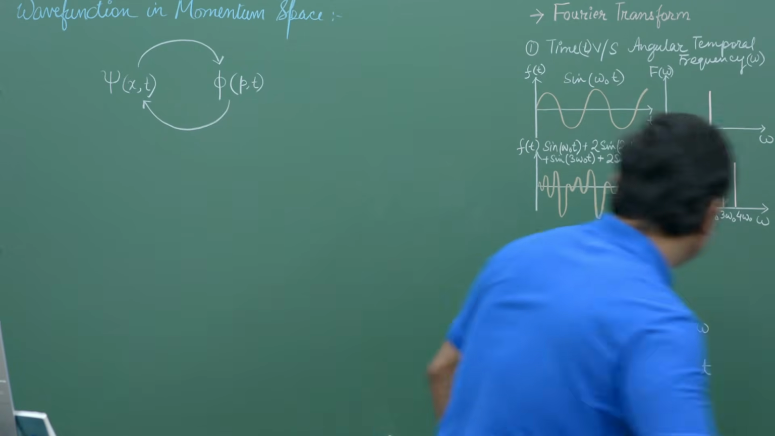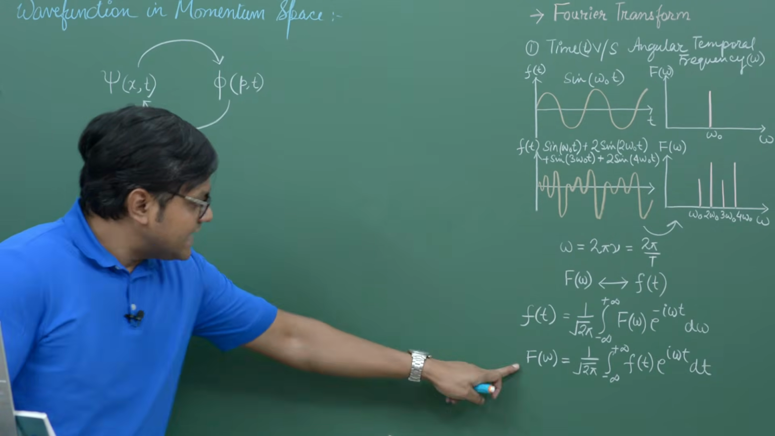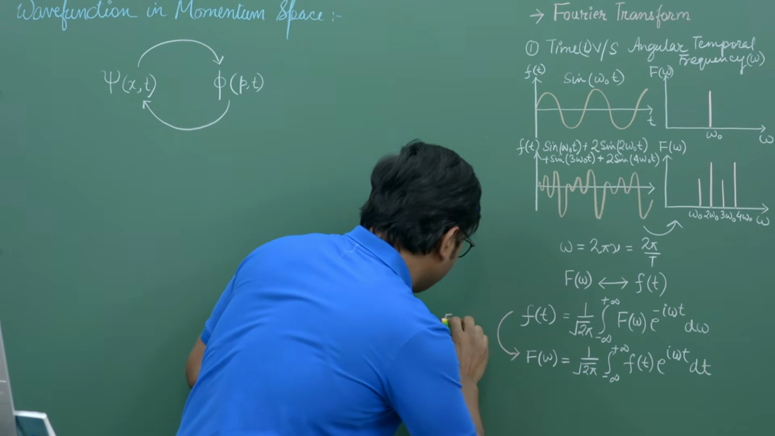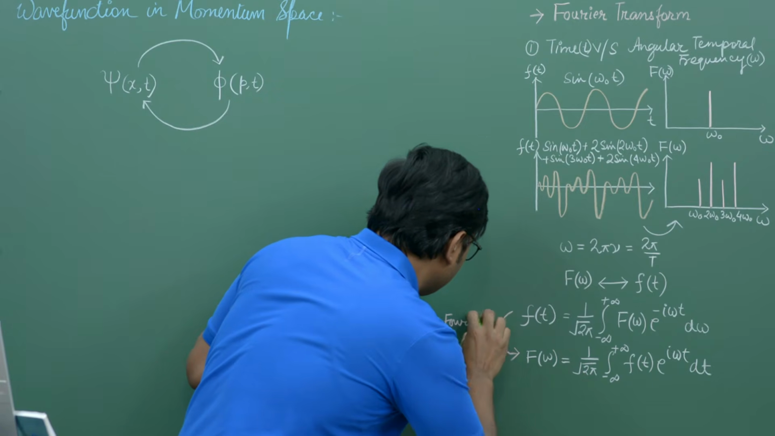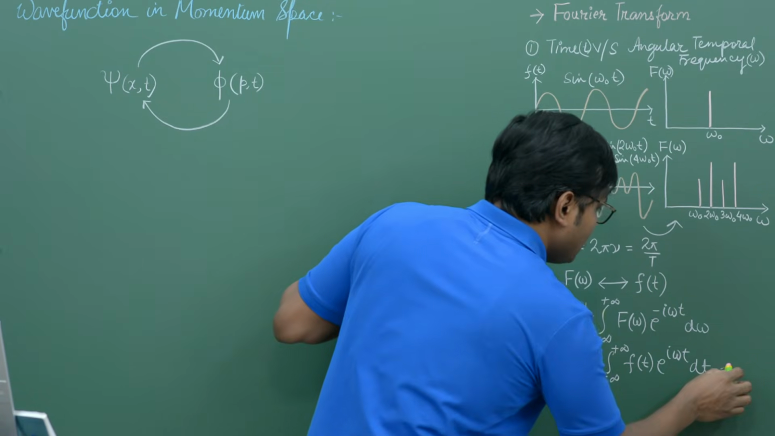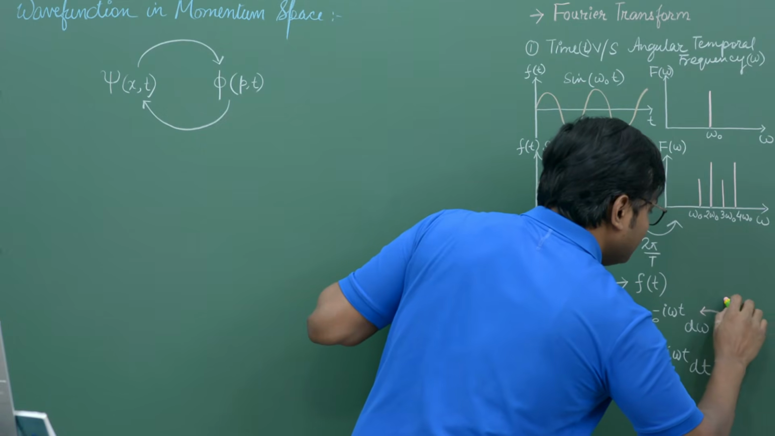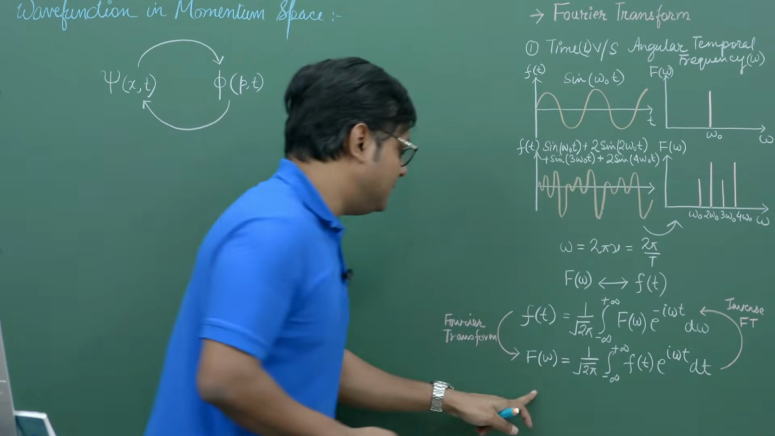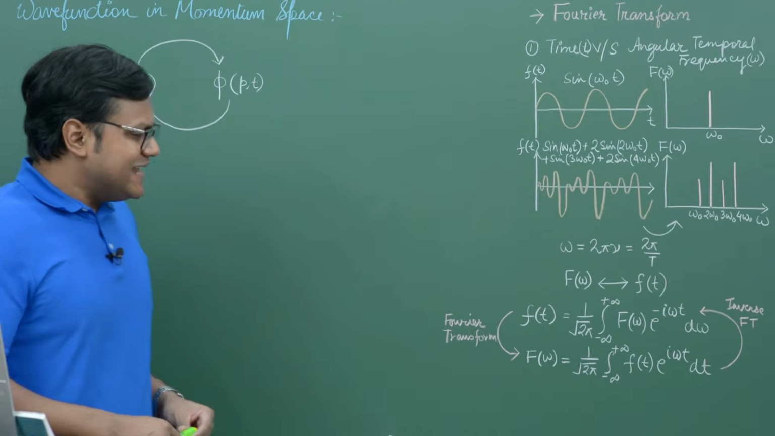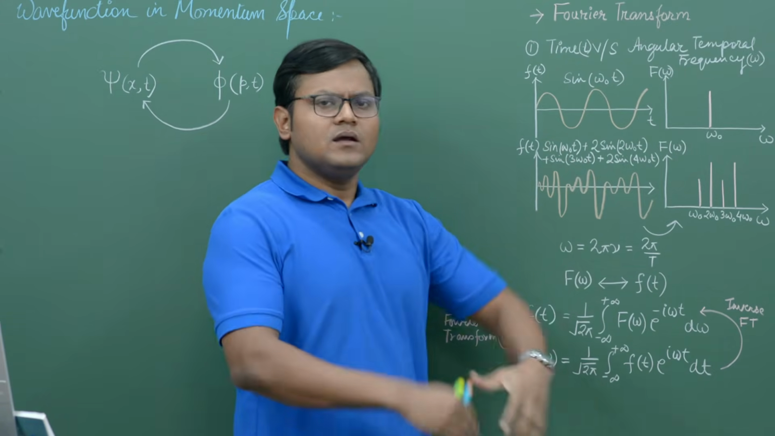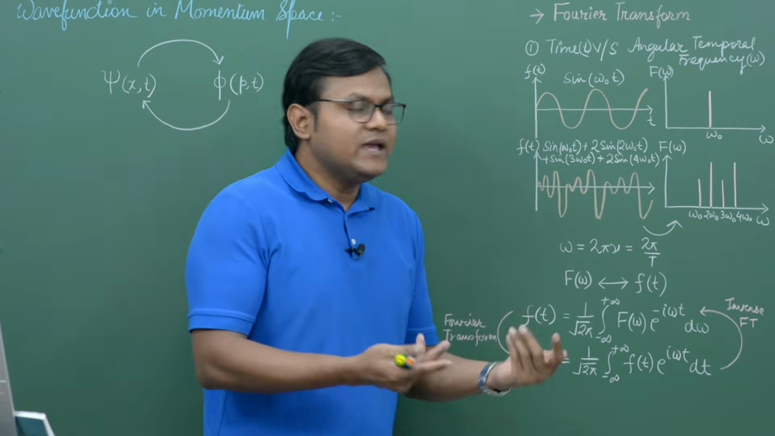So here, what is interesting is that the second function, capital F omega, is a Fourier transform of small f t, and small f t is an inverse Fourier transform of capital F omega. Now, it is not necessary that we always have to do the transformation between time and omega. There are other domains with respect to which we can look at a Fourier transform.